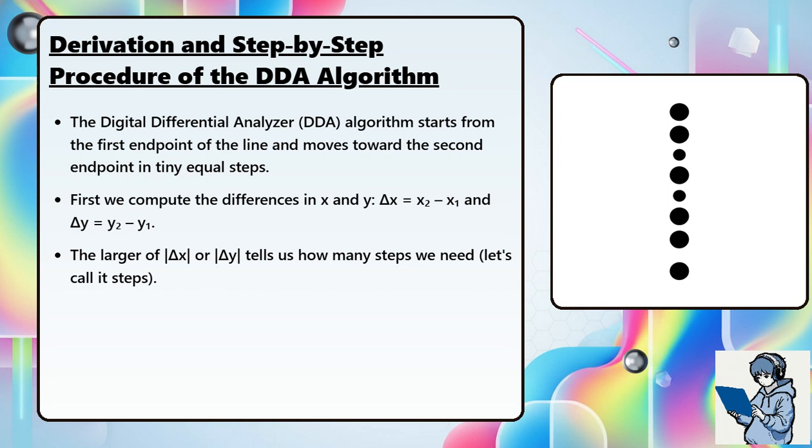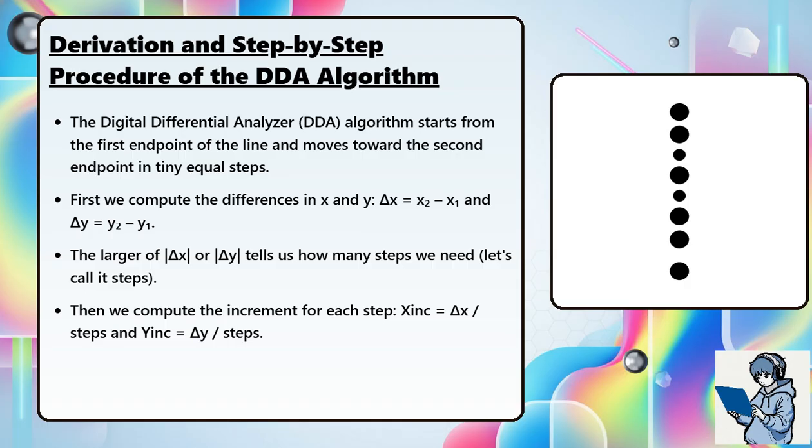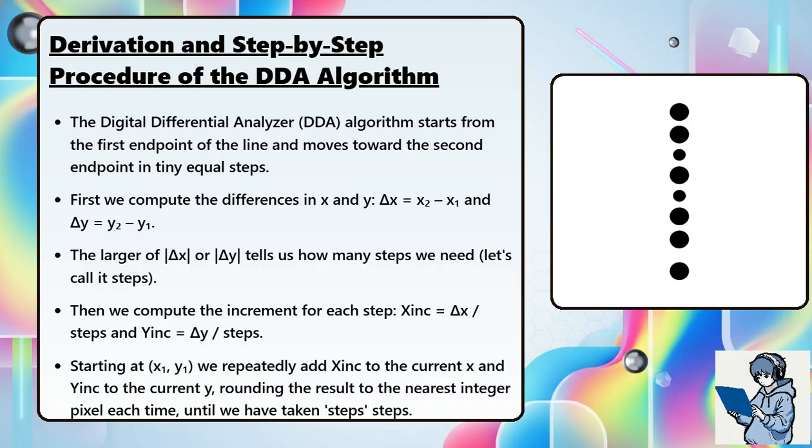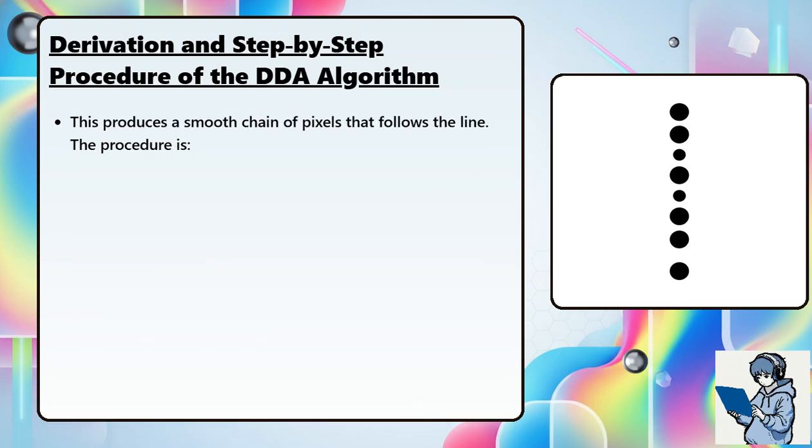Let's call it steps. Then we compute the increment for each step. X inc equals delta x divided by steps, and y inc equals delta y divided by steps. Starting at x sub 1, y sub 1, we repeatedly add x inc to the current x and y inc to the current y, rounding the result to the nearest integer pixel each time until we have taken steps. This produces a smooth chain of pixels that follows the line.